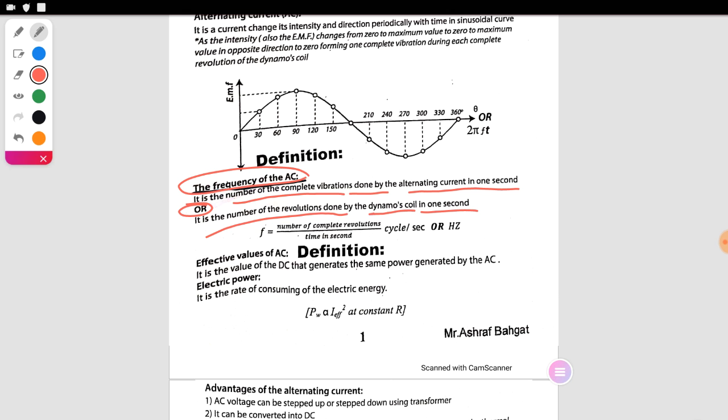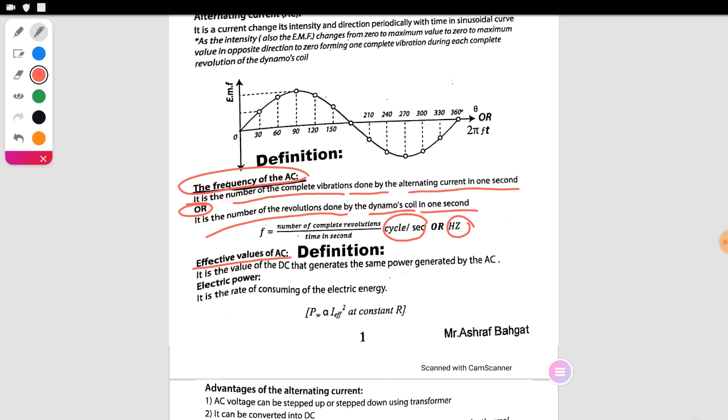Frequency can be calculated from the following rule: the number of complete revolutions, or number of complete oscillations, or number of complete vibrations, divided by time in 1 second. The unit for measuring it is cycle per second, or hertz. Hz is called hertz.